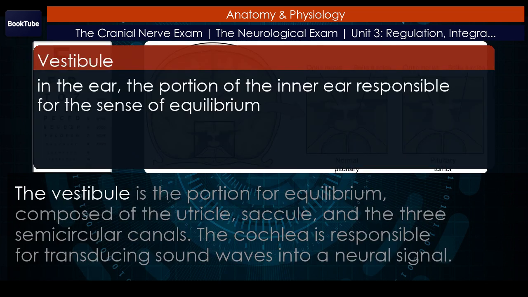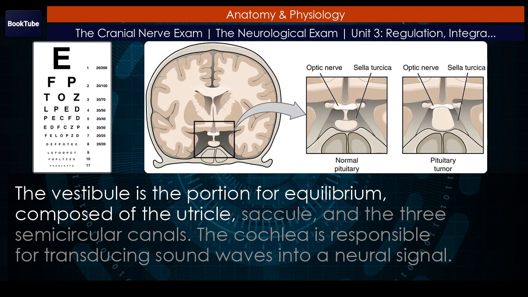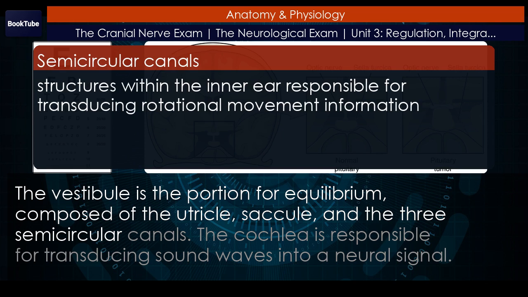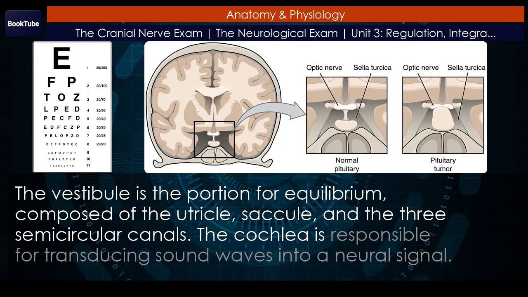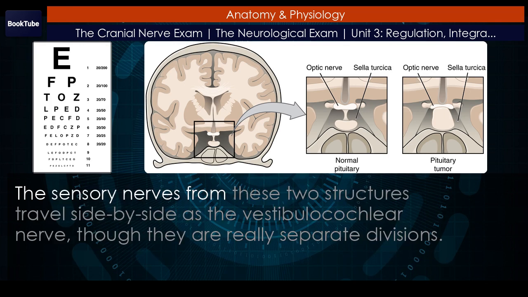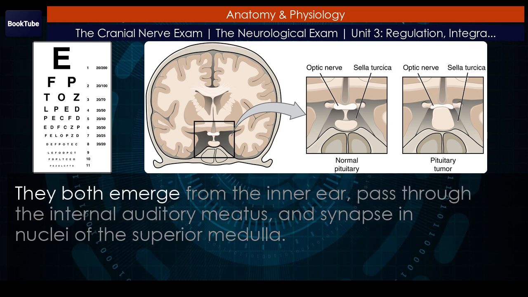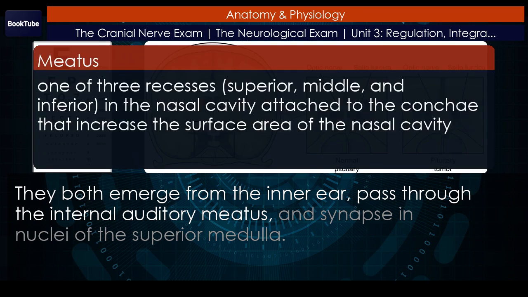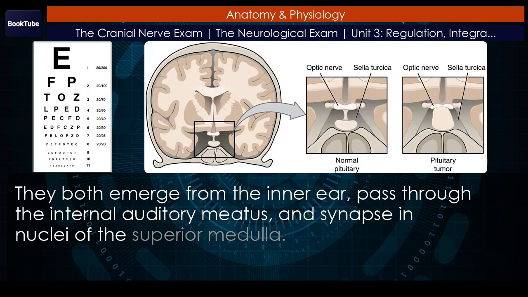The vestibule is the portion for equilibrium, composed of the utricle, saccule, and the three semicircular canals. The cochlea is responsible for transducing sound waves into a neural signal. The sensory nerves from these two structures travel side by side as the vestibulocochlear nerve. Though they are really separate divisions, they both emerge from the inner ear, pass through the internal auditory meatus, and synapse in nuclei of the superior medulla.